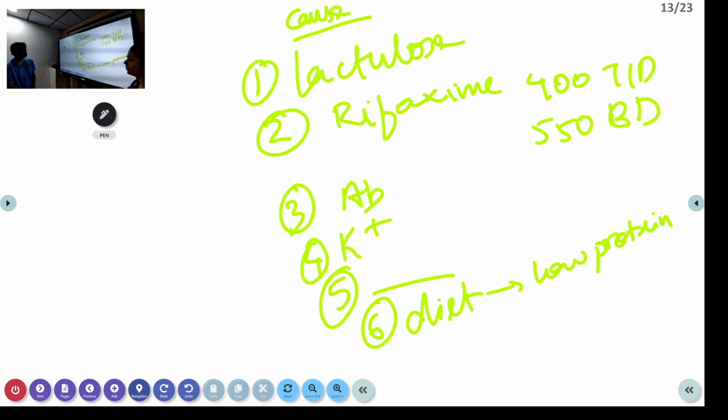Then, how was the patient now? Initially, we started the patient on bowel wash, and after passing 2 to 3 soft stools, the patient started becoming better. The sensorium started becoming normal. Okay. Thank you.